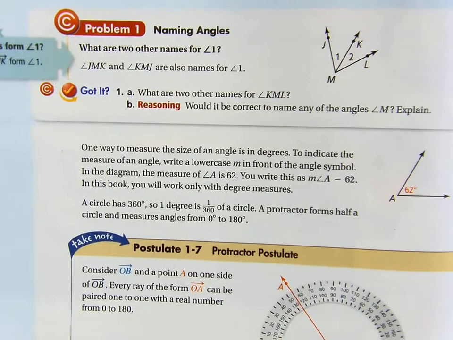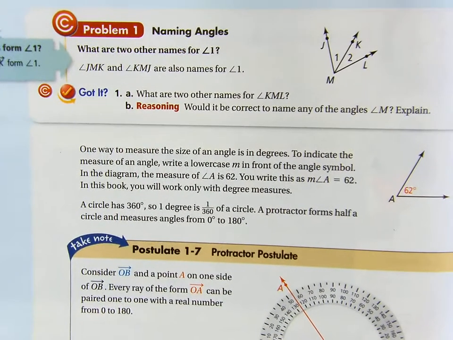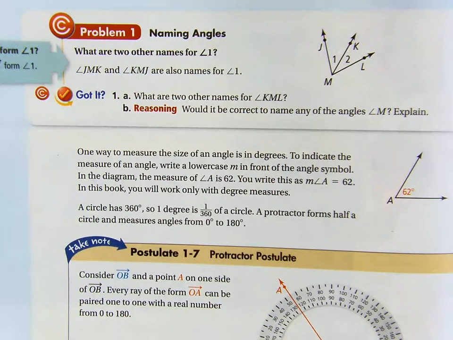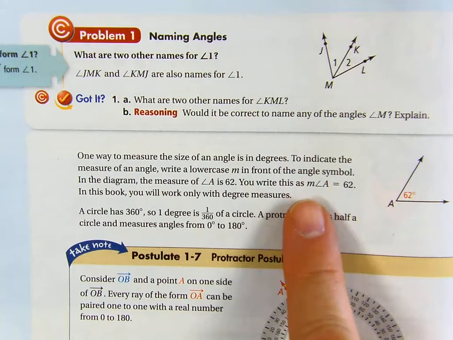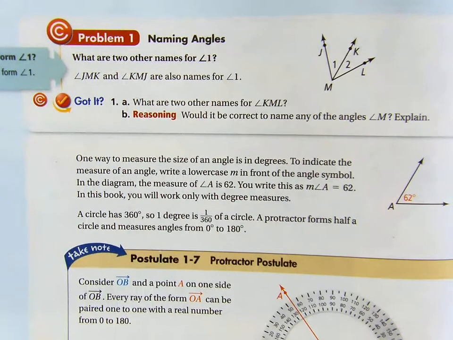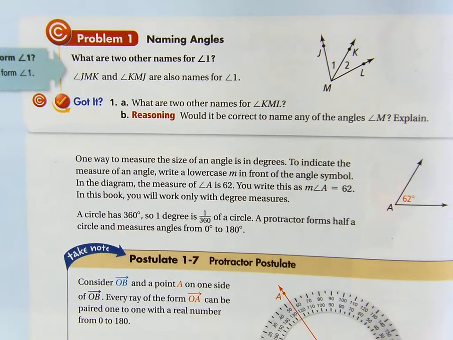All right, so one way to measure the size of an angle in degrees is to indicate the measure of the angle by writing a lowercase m. That's how we say, hey, I'm looking for the measure of angle A. The measure of angle A. Put a little m in front. That angle over there is 62 degrees. Okay, so that's where we get that.